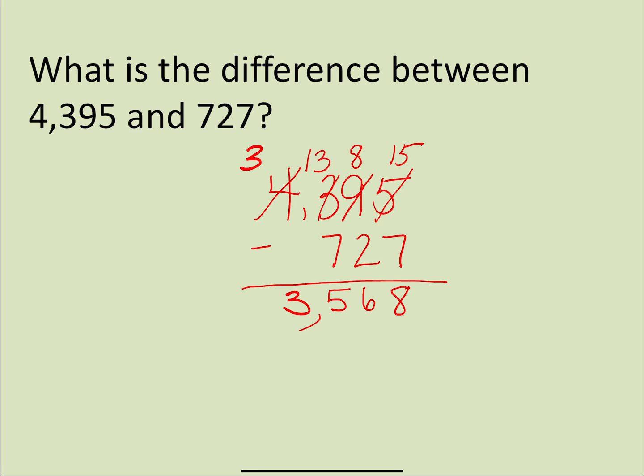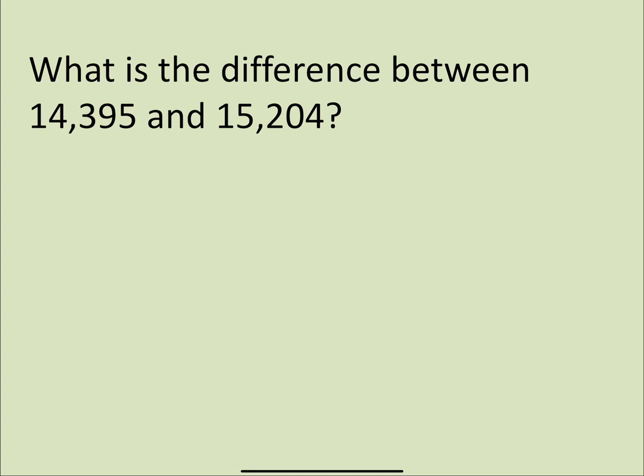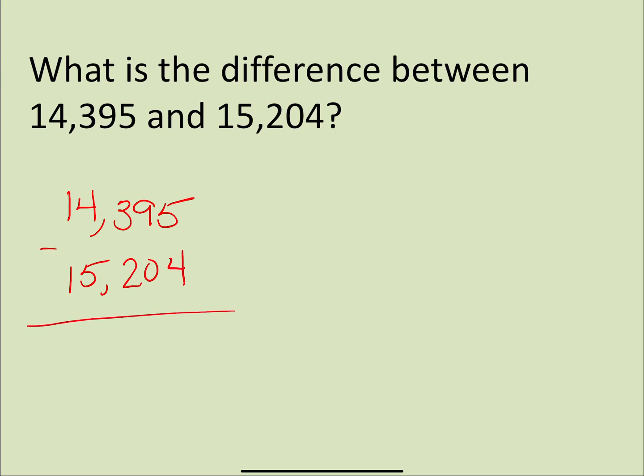So when we answer the question, what is the difference between 4,395 and 727, we get a difference of 3,568. Let's try one more. What is the difference between 14,395 and 15,204? Now, the first thing most of you will want to do is start setting up your problem, because 14,395 is the first number that you see. You're going to think that's the one that goes on top, but it doesn't.